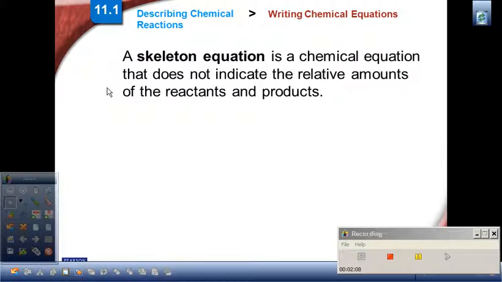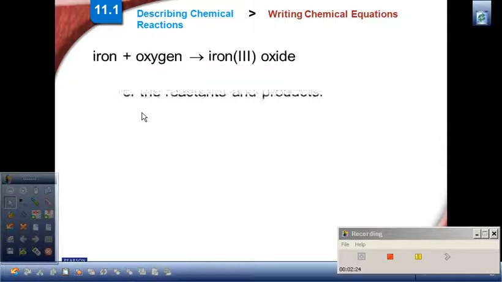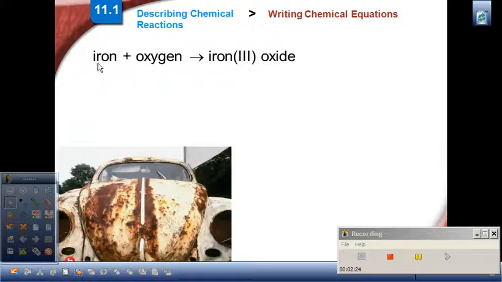Okay, now, first we're going to write some skeleton equations. Now, some of you guys might be familiar with balancing. Okay, we're not going to balance at first. We're just going to write some basic, simple skeleton equations. That just means an unbalanced equation, and that'll make more sense in a few minutes. So let's say, here's the reaction here. Iron and oxygen make iron 3 oxide.